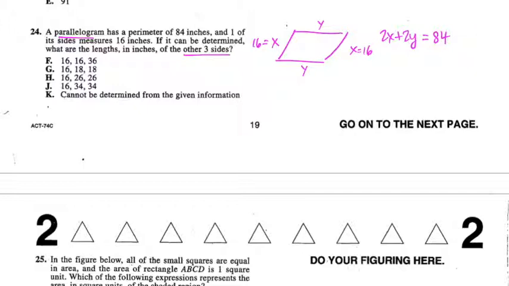Well, one of them will be 16, and then the other two will be some other number, probably. So F won't be the answer. And we can just do back solving at this point. Let's just take H and do 16 plus 16 plus 26 plus 26. And if it adds up to 84, this is our answer. And it does, in fact, equal 84. This is our answer.